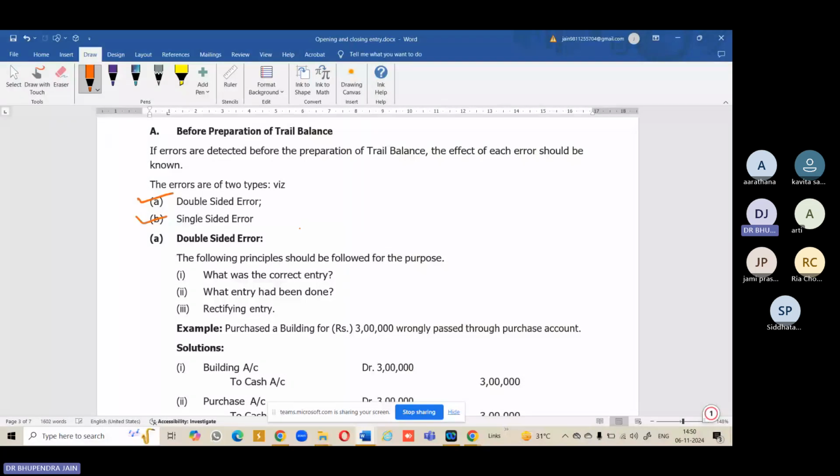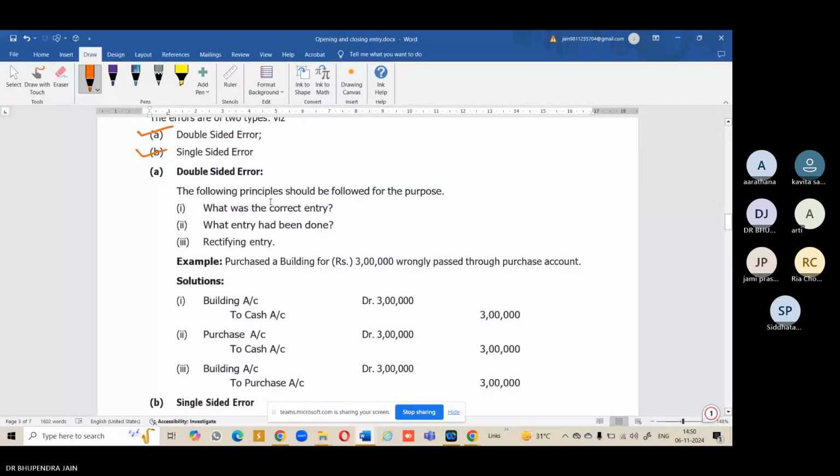If a double side error has occurred, how to rectify the error? What was the correct entry? First write down the correct entry, then write down the wrong entry. This is the correct entry. What entry had been done? So the wrong entry, and then the rectify entry.